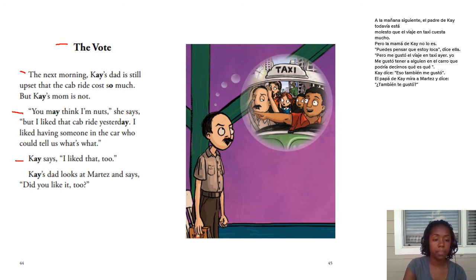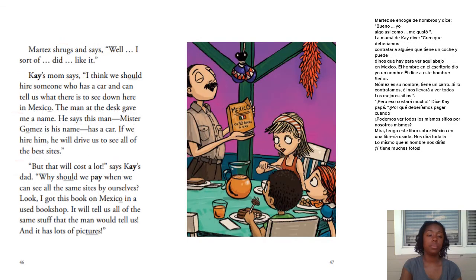Finger underneath the word Kay. Kay says, I liked that too. Finger underneath the word Kay's. Kay's dad looks at Martez and says, did you like it too? Finger underneath the word Martez. Pause the video and try to read as much as possible on your own, or mute it and try to read as much as possible independently. Finger underneath the word Martez. Martez shrugs and says, well, I sort of did like it.